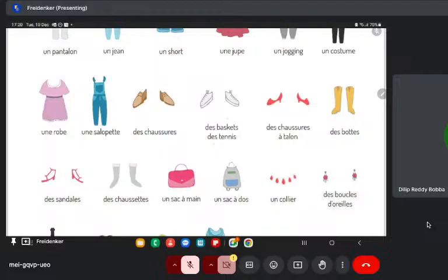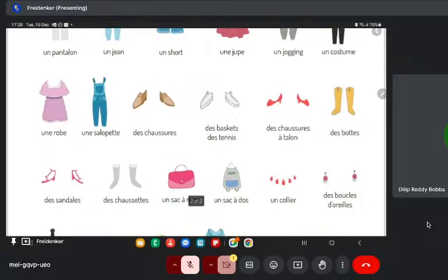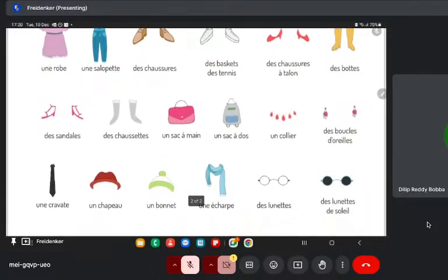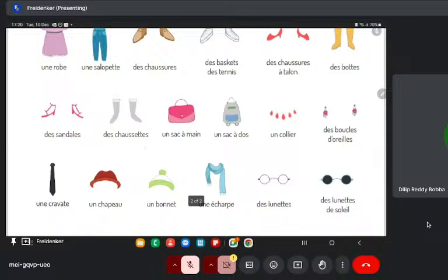These kinds of shoes which you wear when you go play basketball, so they're called basket, or when you play tennis, they're called tennis. Heels are des chaussures à talons. If you're wearing boots, it's des bottes, des sandales. Chaussettes is socks. So chaussures is shoes, des chaussettes is socks.